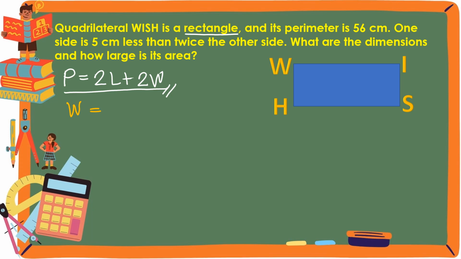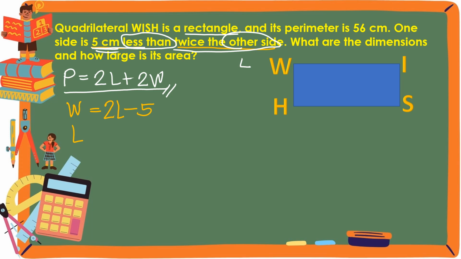Ang sabi, so meron tayong width and length, 5 centimeters less. So, 5 centimeters less than twice the other. Twice nung length. Ulitin natin. So, 5 centimeters less than. So, pag less than, nandun yun sa dulo. 5 centimeters less than twice. Ano ba yung other side na yon? Di yung length natin. So, ito yung ating given. So, yung ating isa, so, that is our length.